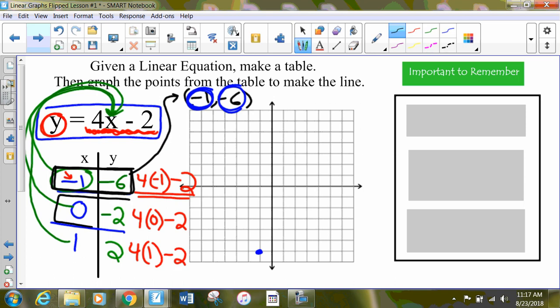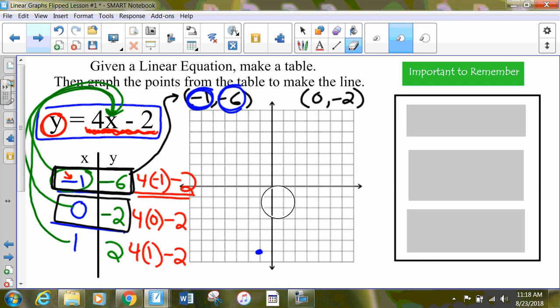0, -2 in a table is the same thing as writing 0, -2. And when we see that point, we know we start at the origin. We're going to move. Oh man, 0 means don't move, don't go left or right, just stay right at the origin. This is the origin, which I'm going to erase because that's not a point. I mean, it's a point, but it's not a point on this line. And so this says don't move, but this says move down 2. So we're going to move down 2.